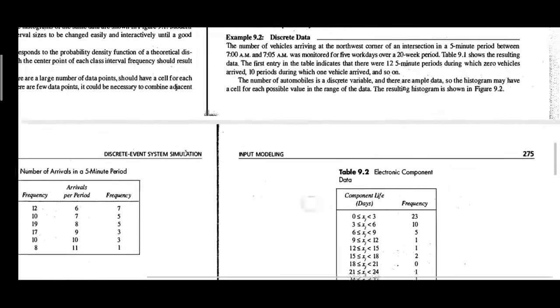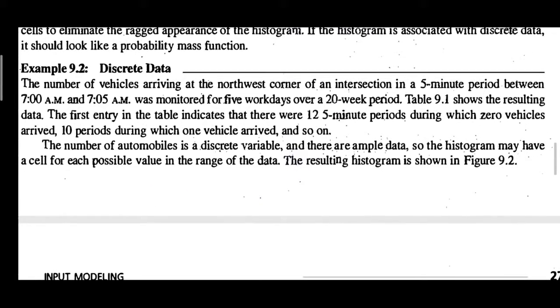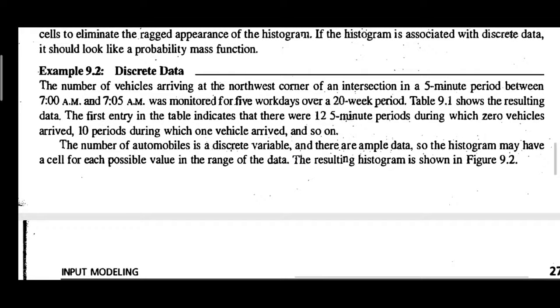Let us consider an example of discrete data. Example 9.2: the number of vehicles arriving at the northwest corner of an intersection in a 5 minute period between 7 AM and 7:05 AM. This is just a scenario we are speaking about. How many vehicles are crossing or arriving at the particular station? That is what we are considering.